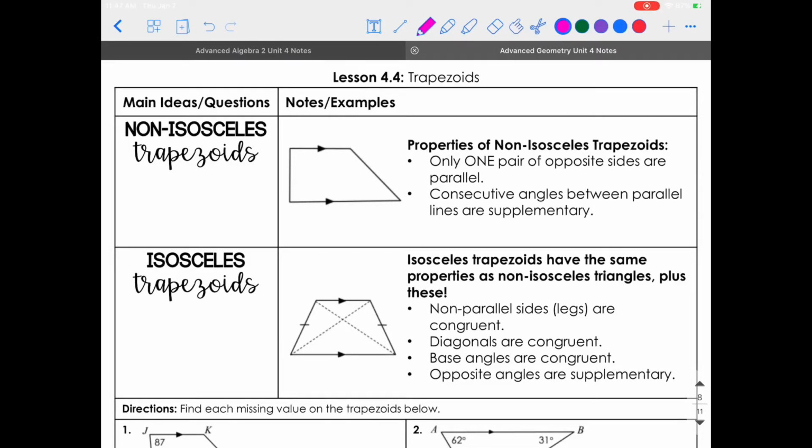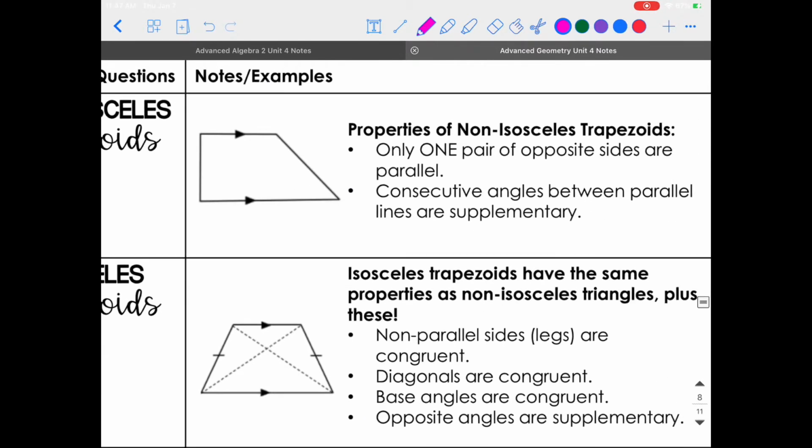In this video, we're going to be learning about trapezoids, the next quadrilateral in our unit. Trapezoids are totally different because they are not parallelograms. Both sets of sides are not parallel. One type of trapezoid is called a non-isosceles trapezoid. And in this one, we only have one pair of parallel sides, and none of the other sides are congruent.